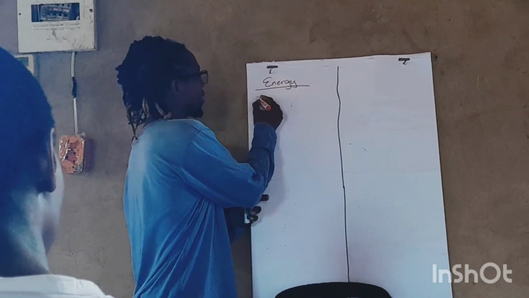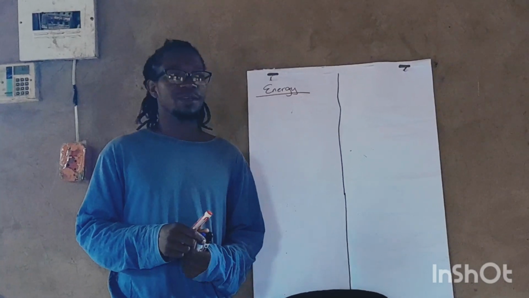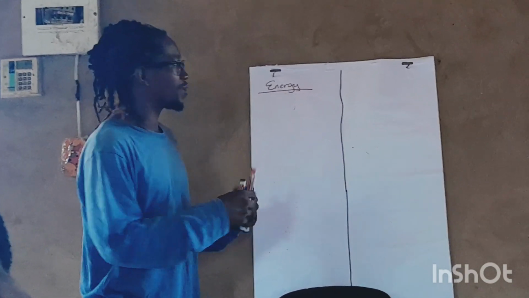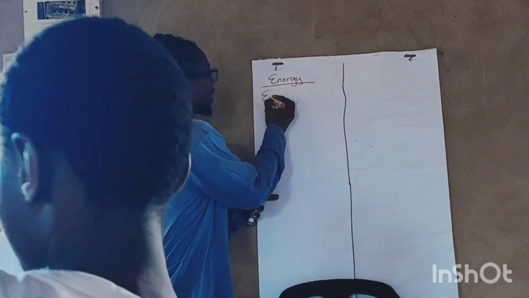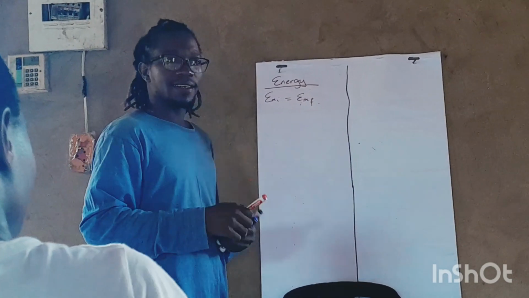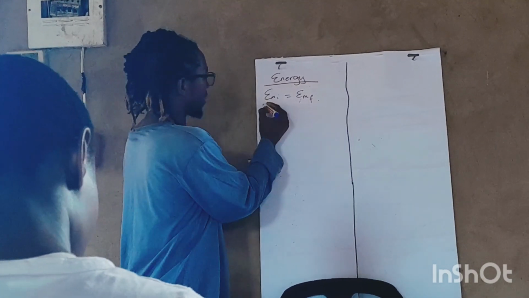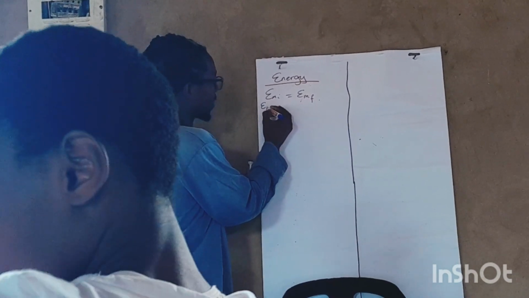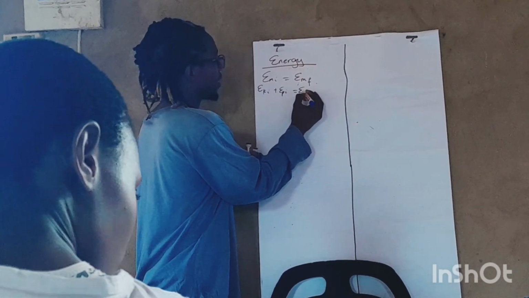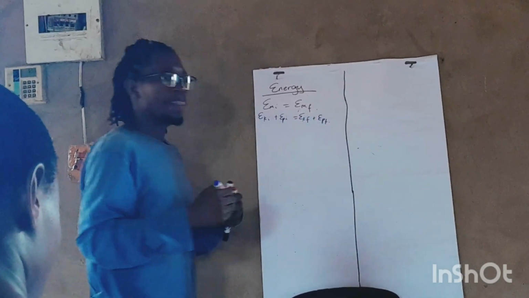In grade 10 work, I explained that the total mechanical energy of an isolated system remains what? Conserved. It remains constant, or it is conserved, right? So it means that our EM initial should be equal to EM final, right? This is grade 10 work. So what does it mean? It means that EK initial plus EP initial is equal to EK final plus EP final, right?